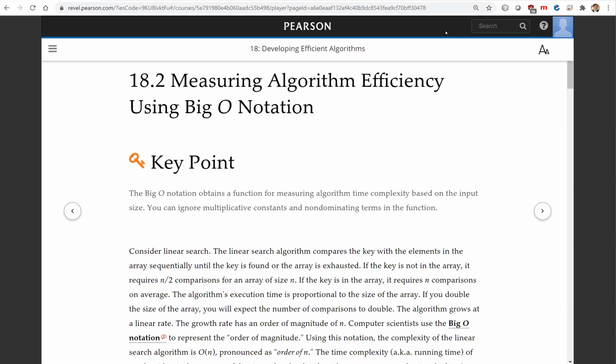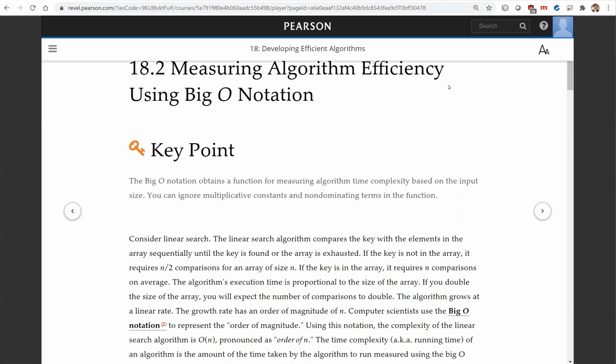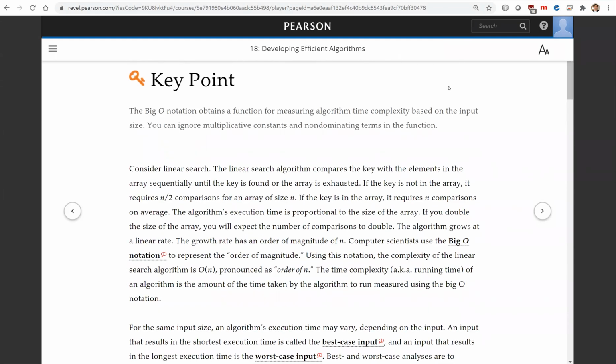The algorithm grows at a linear rate. The growth rate has an order of magnitude of n. Computer scientists use the big O notation to represent the order of magnitude. Using this notation, the complexity of the linear search algorithm is order of n. The time complexity is also known as running time. It is the amount of time taken by the algorithm to run, measured using the big O notation.